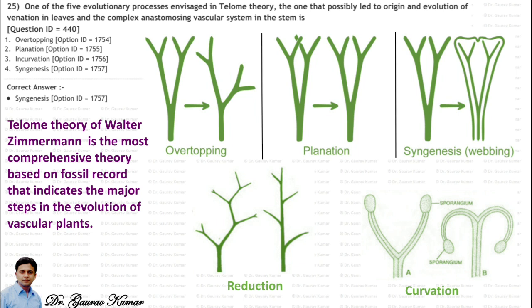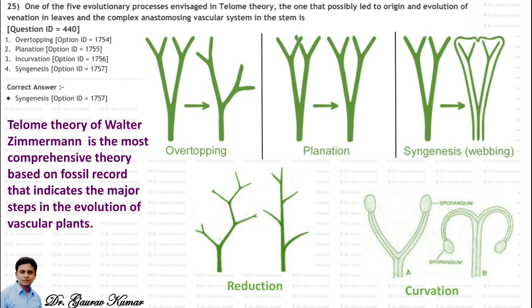In syngenesis, actually this is an evolutionary process where tangential fusion of mesomes and telomes takes place. The lateral fusion of sterile vegetative telomes and mesomes resulted in the complex anastomosing vascular system, which the question has asked. For example, polystelic condition in Selaginella. So the question is saying the process that led to origin and evolution of venation in leaf. So the answer comes out to be syngenesis or webbing.